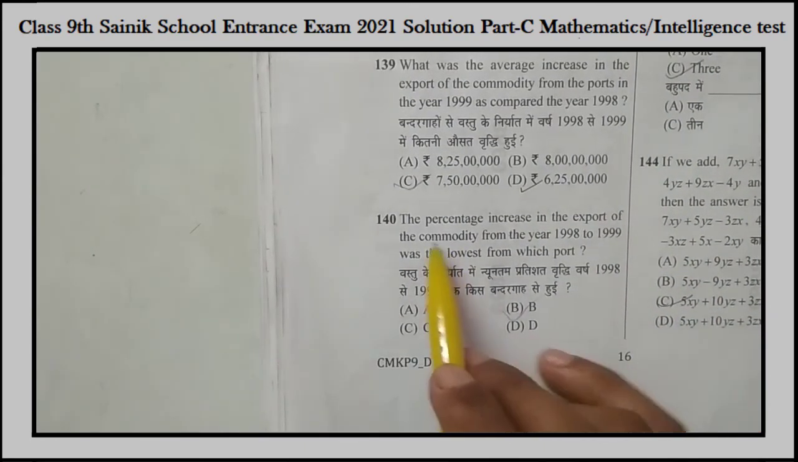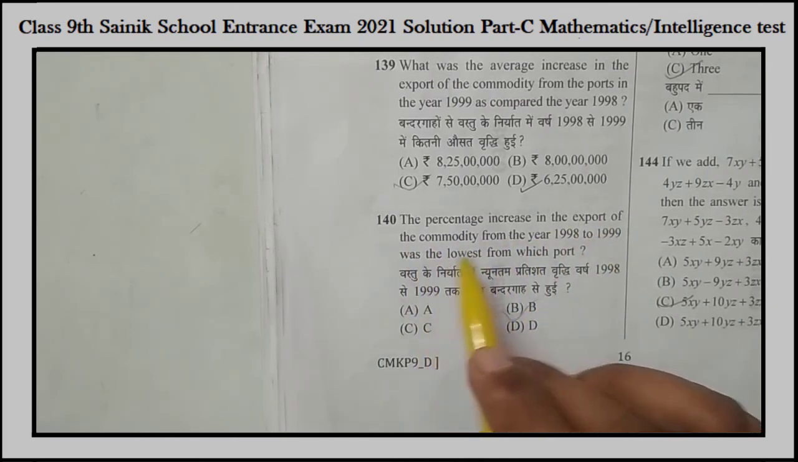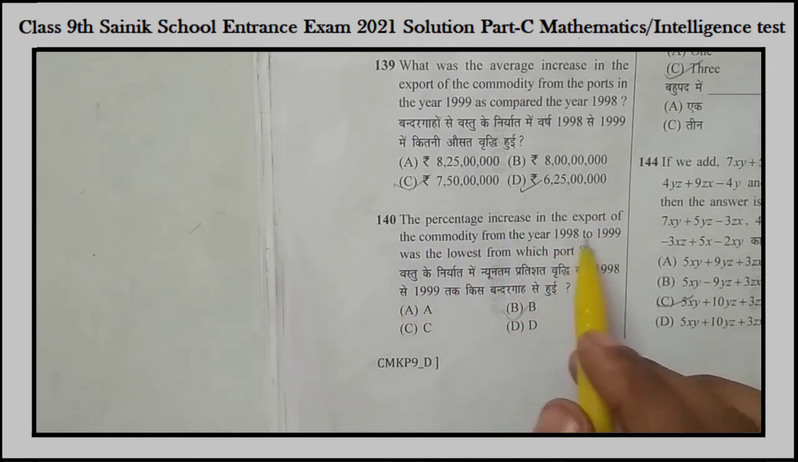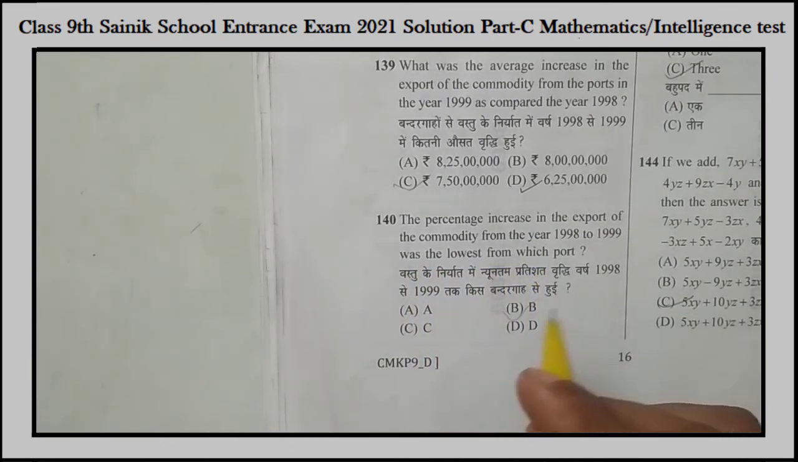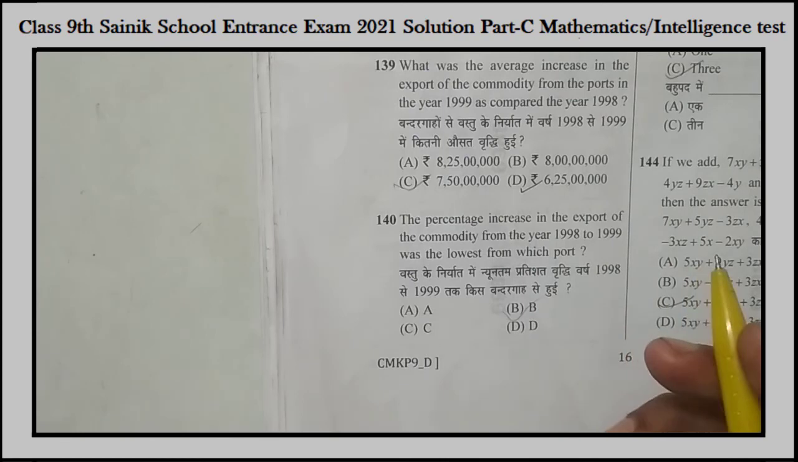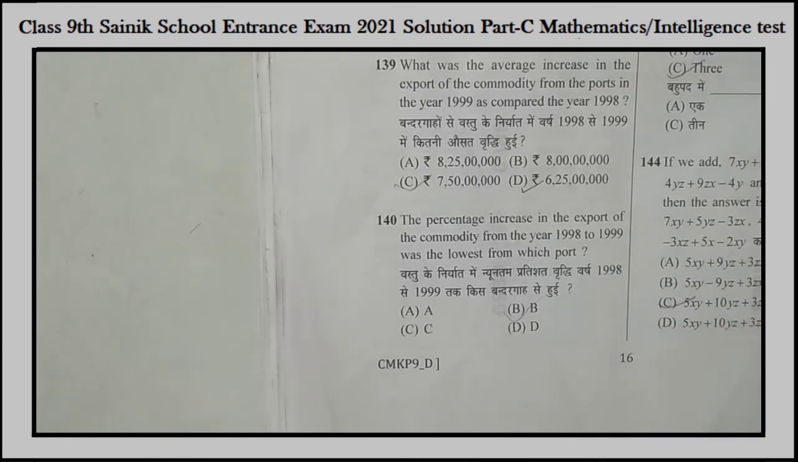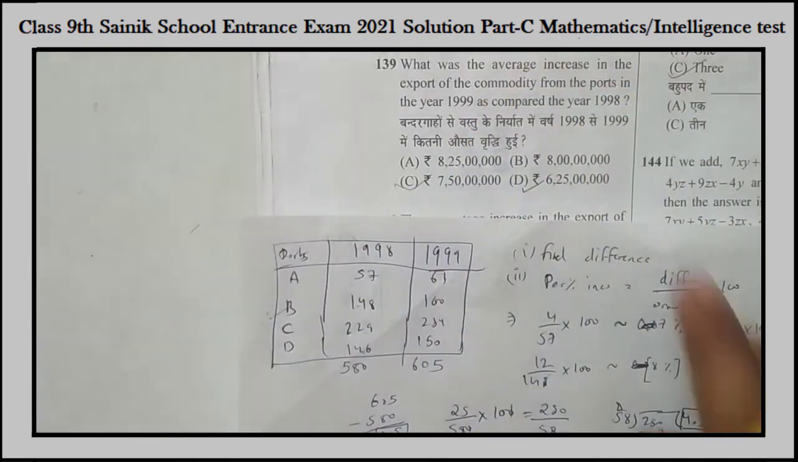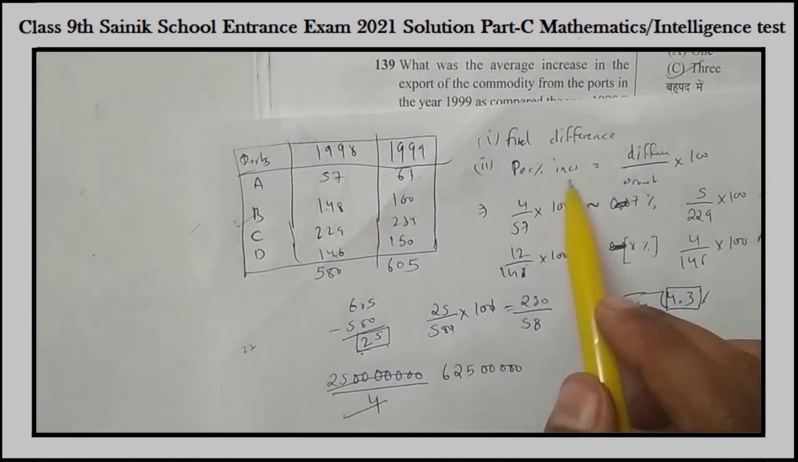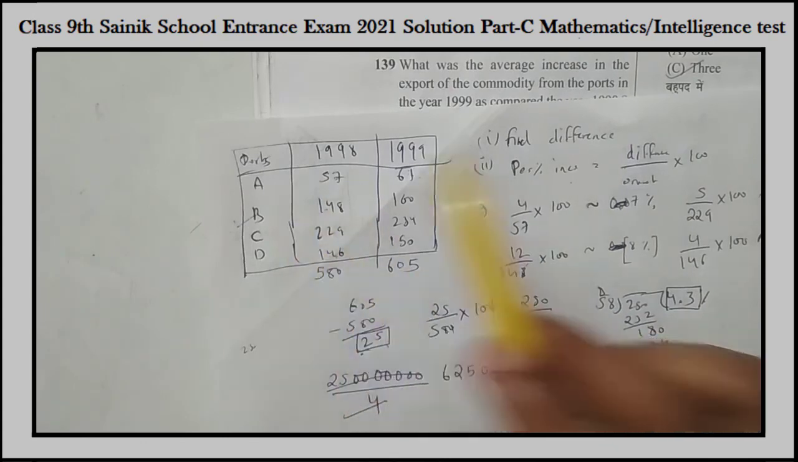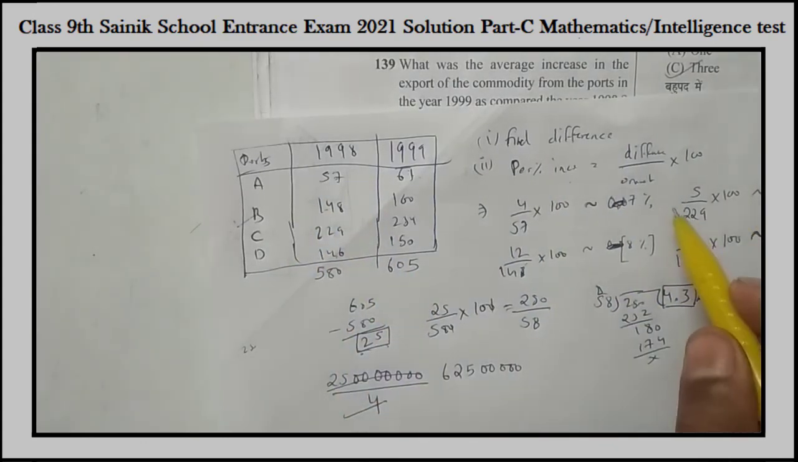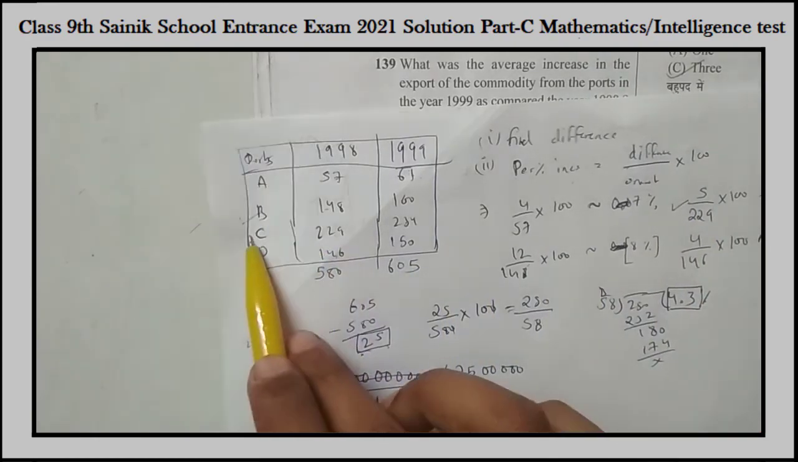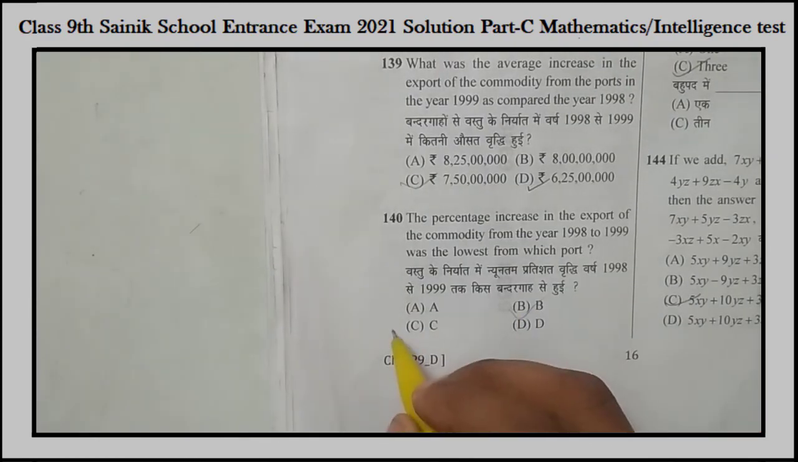The next one is: the percentage increase in the export of the commodity from the year 1998 to 1999 was the lowest from which port? So it is asking for the lowest percentage increase, from which port. Initially we find the percentage increase of each port, and the minimum value is 2%, from Port C. Okay, so the correct option is option C here.